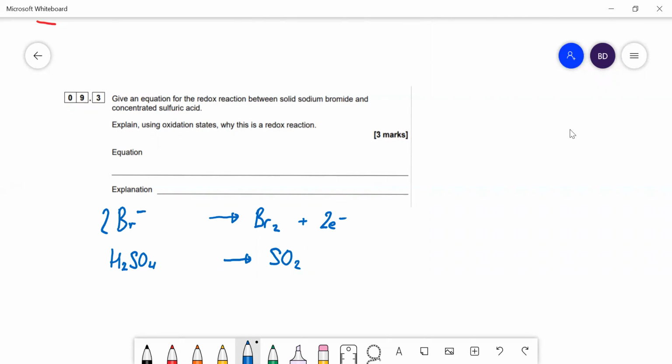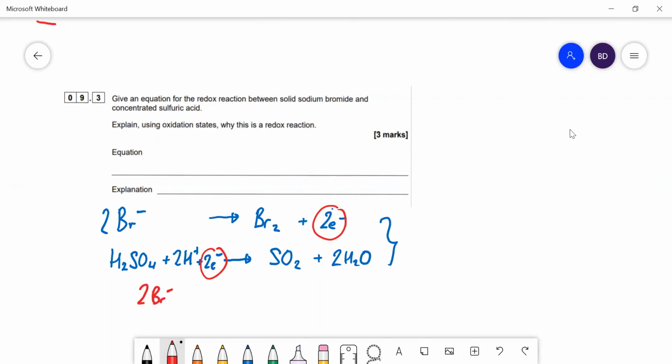So let's write the half equation for that. So to make it balanced, we're going to have to put in 2H2O there. So that means we need 2H plus there. Balance the electrons, we need 2e minus. So I'm going to write 2e minus on both of those half equations. So just combine the two together to get the full equation. So it's going to be 2 bromide ions plus sulfuric acid plus hydrogen ions goes to bromine and SO2 and water.